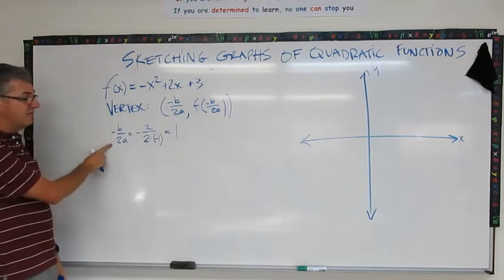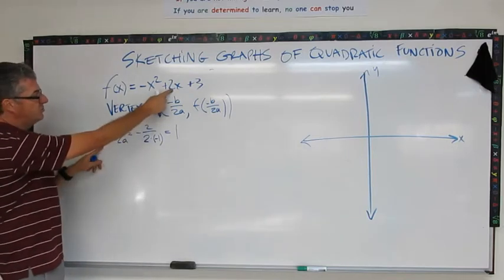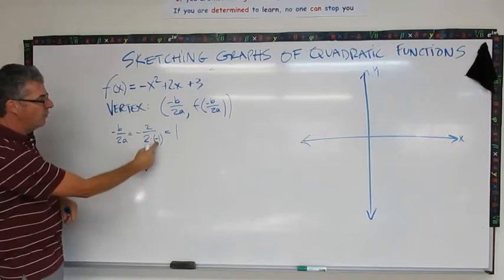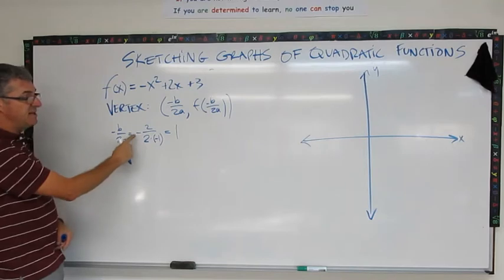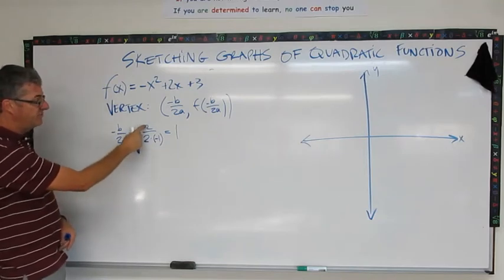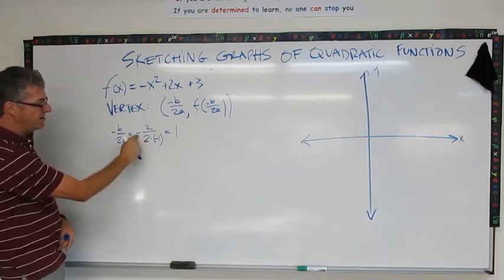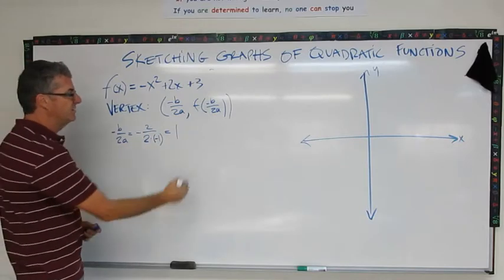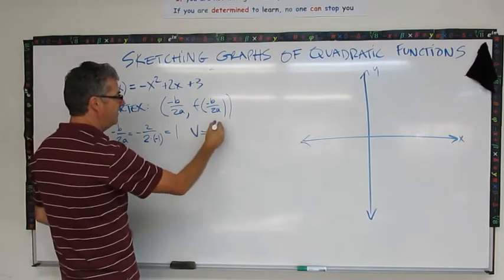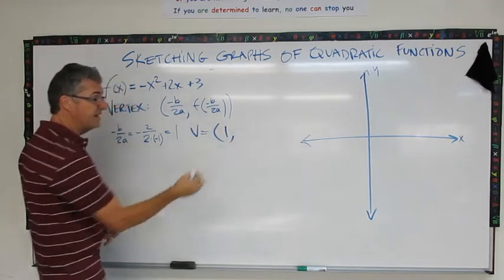Here's my -b over 2a. My b is 2. My a is negative 1, so 2a is -2, and I have that minus sign out there. So this is going to end up being positive 1, because I have 2 over negative 2, but another negative, 2 negatives makes a positive. So there's my first term. So let's just start filling that out. The vertex is 1, comma, something else.